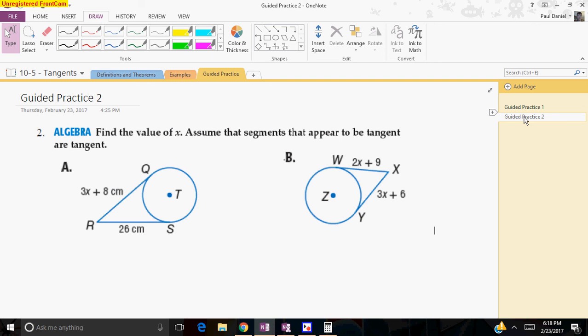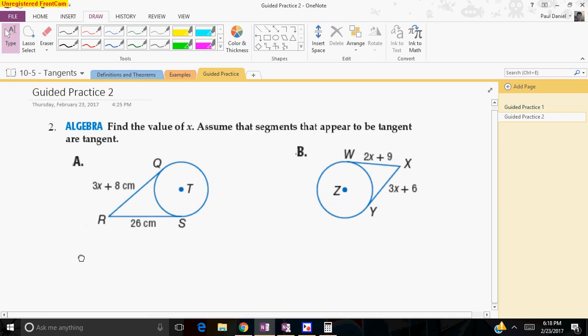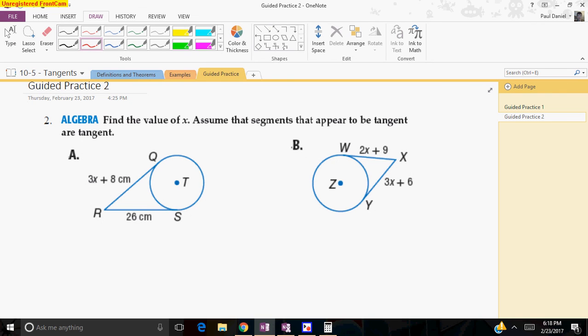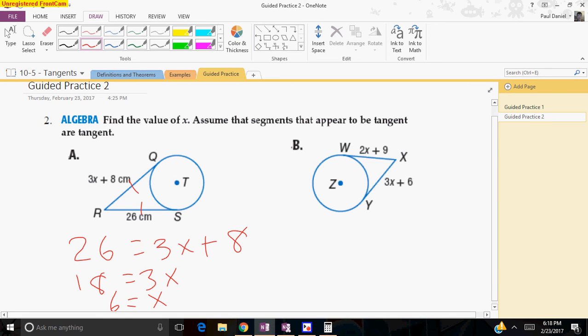Alright, I'm taking it that you paused it, and now you are back. So we are going to work through this problem. This first one, that means if these things are tangents from the same exterior point, I can set these things equal to each other. That means 26 is equal to 3x plus 8. Subtract 8 from both sides, and get 18 is equal to 3x, or x is equal to 6. Okay, good. Let's try the other one.